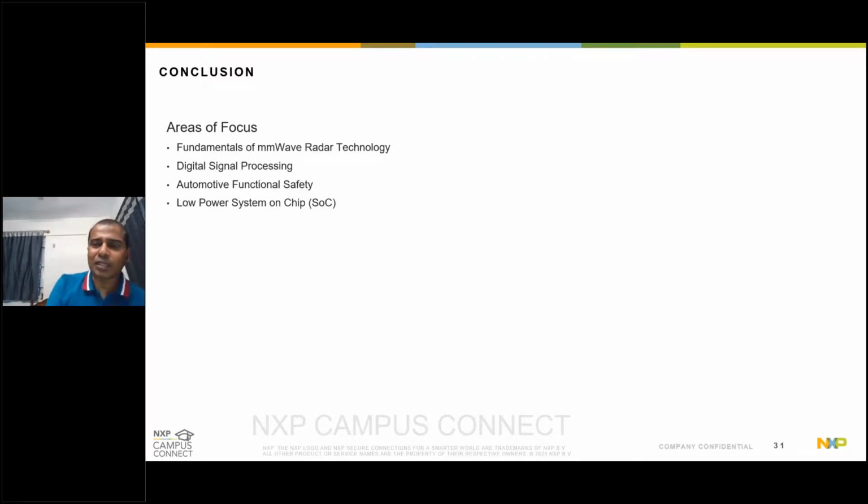For example, to make an autonomous vehicle, radar fusion is one of the most important things because single sensor technology won't meet the requirements. And digital signal processing, the amount of processing required to process the received analog signal, is another technology. And fundamentals of radar in the analog domain is another technology.